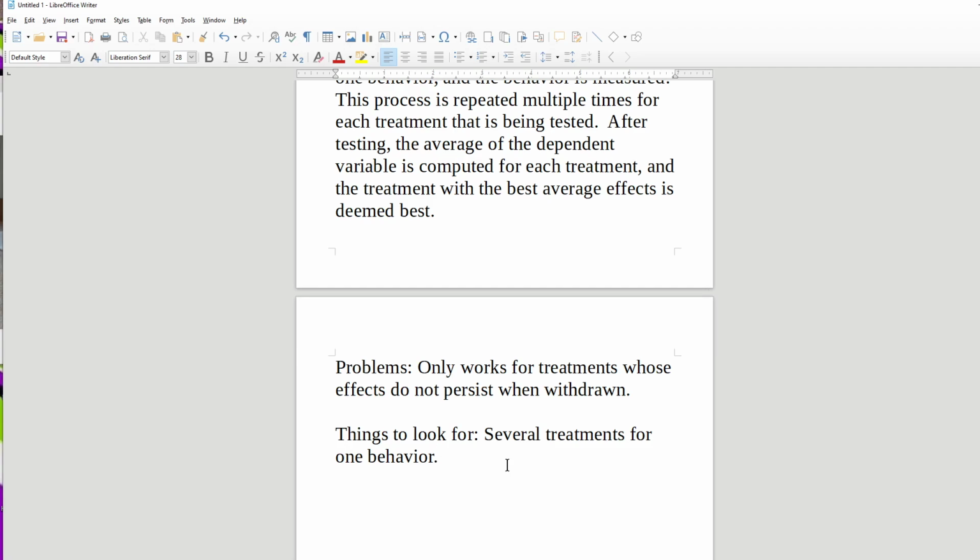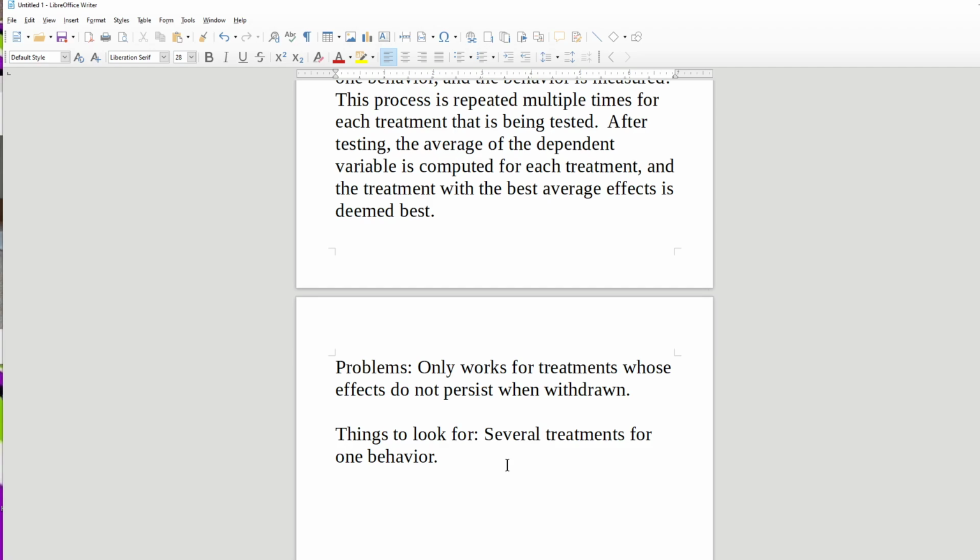So let's summarize the things to look for. In the reversal design, that's when you measure the subject, give the subject a treatment and measure them again, withdraw the treatment and measure them again, give the subject the treatment and measure them again. So you've got one treatment for one behavior in the reversal design. Multiple baseline design, you've got several different behaviors you're measuring. It's really the only design in the whole class where you've got multiple dependent variables. And then you've got one treatment for each.